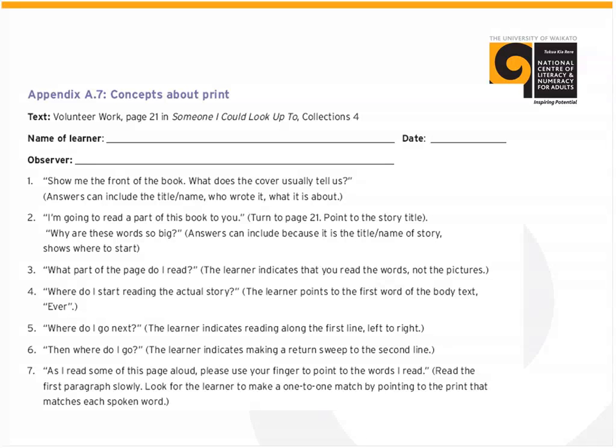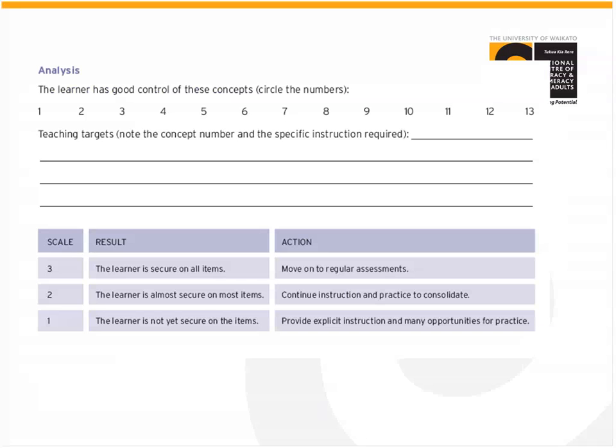There are 14 questions. You'll see at the top the analysis page. I have there now. The 14th isn't listed. The 14th is because the question is something like, tell me what else you know about books. So this analysis page, you analyse what your learner has told you, and you would then work from here in terms of know what to do. So this is quite a fine-grained assessment in relation to concepts about print.